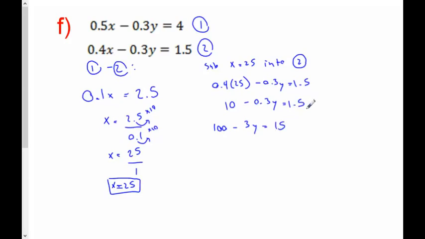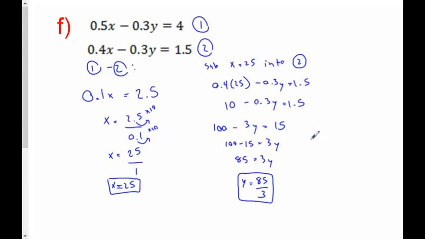I moved the decimal over here as well as over here. 10 times 10 just became 100. Then I can rearrange this, if I have 100 minus 15 equals 3y, so 85 equals 3y, divide both sides by 3, and I have y equals 85 over 3. Right, so I took a question that had decimals in it, and I was even able to give an answer as a fraction, which is awesome.